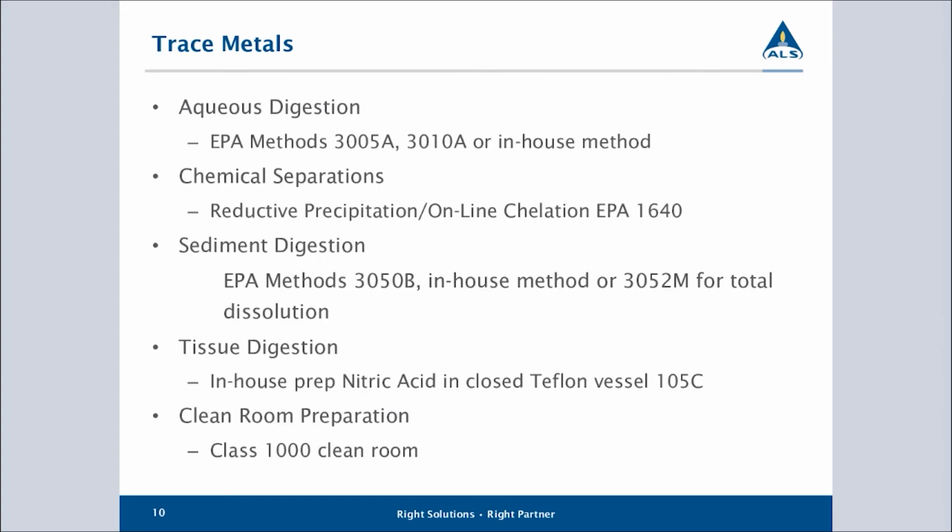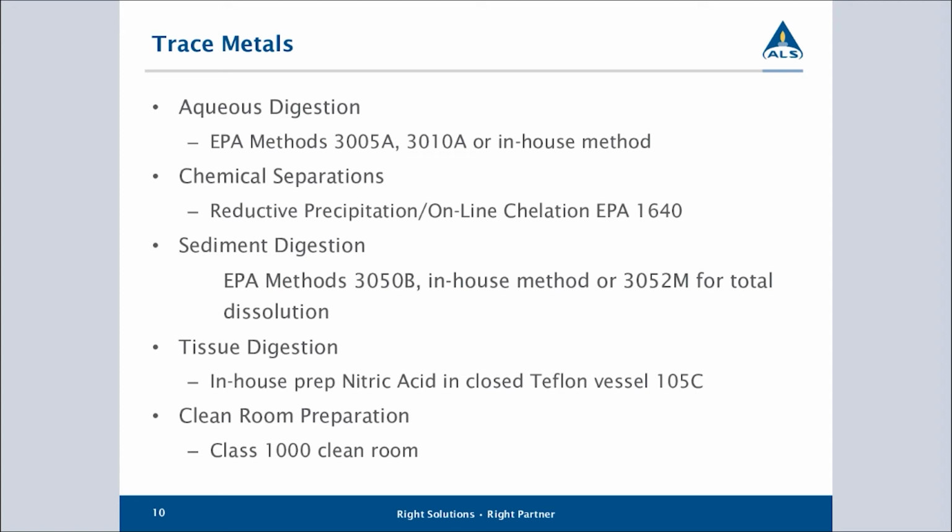Okay, so into metals, ALS performs analysis of metals and metalloids utilizing numerous procedures, various modifications of those procedures, but for the most part, metals just follow standard published methods by EPA. So aqueous digestion is performed using conventional methods unless more complex digestions are required. So we're using EPA methods 305 and 3010 for the most part.